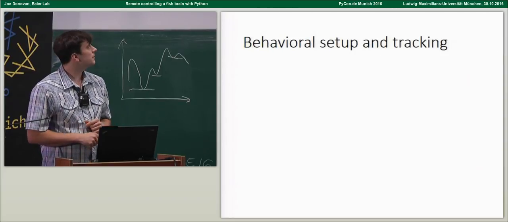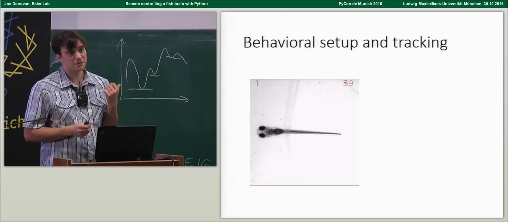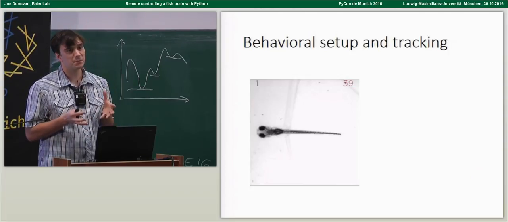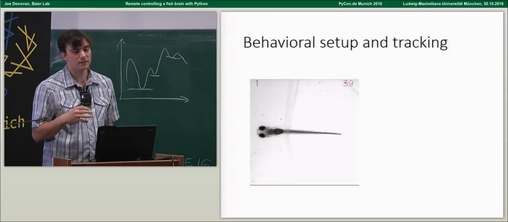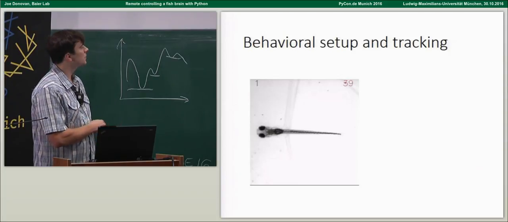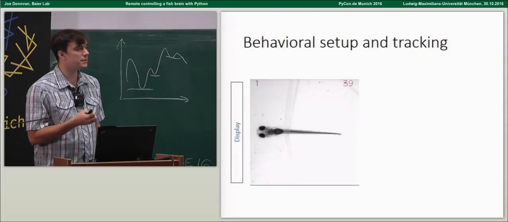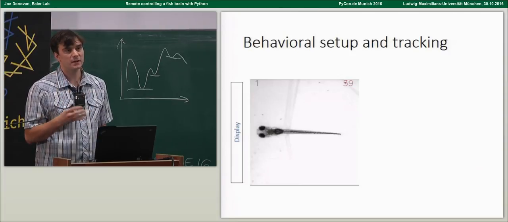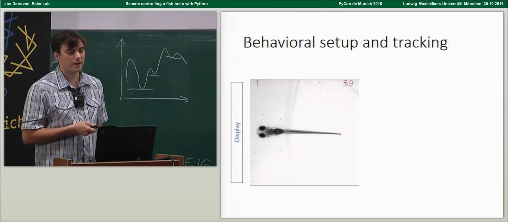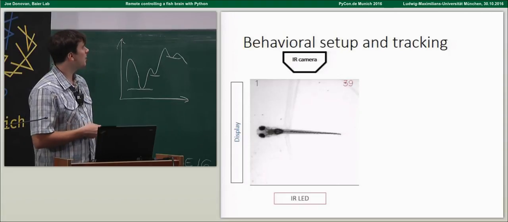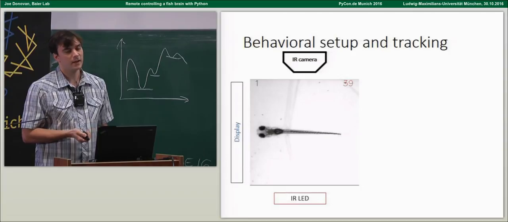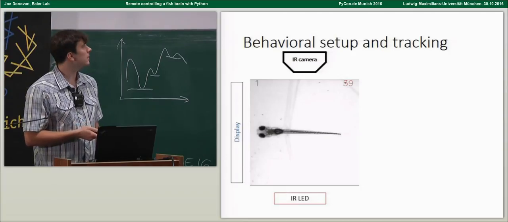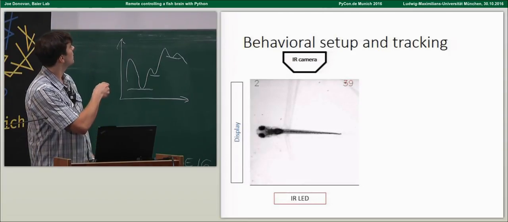So the setup that we use for experimentation looks something like this. To keep the fish in place so we can actually look at it while it's doing the experiment, we embed it in some soft gel. Then we can put a display up in front of the fish and show some stimuli using OpenGL and some nice Python programs like PsychoPy and VisionEgg. We can take an infrared camera and some infrared LEDs and then record the fish in infrared and then track it using OpenCV. So here's the fish responding to some stimuli shown on the screen, and it swims.